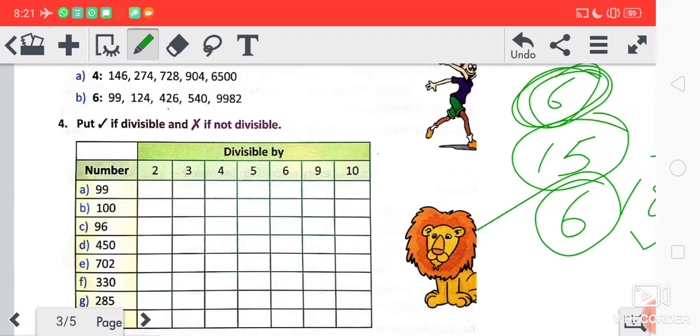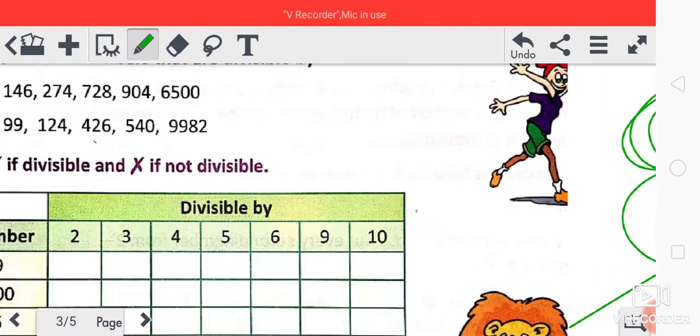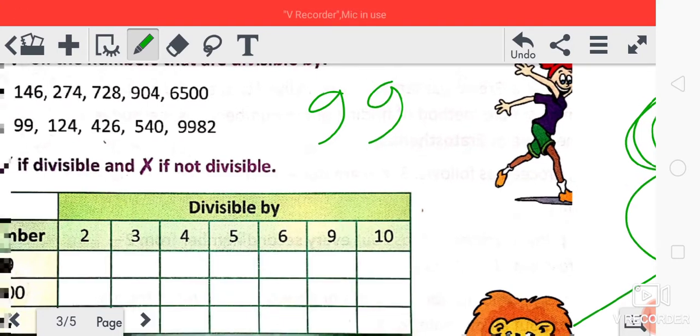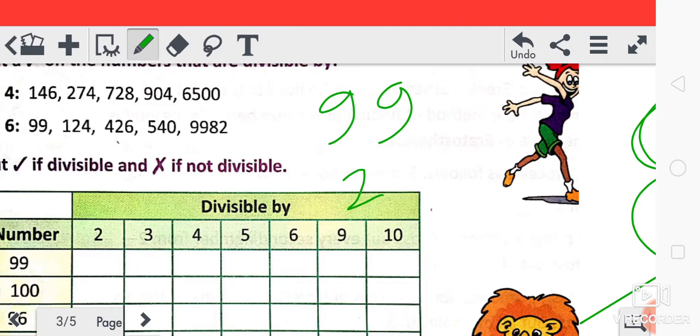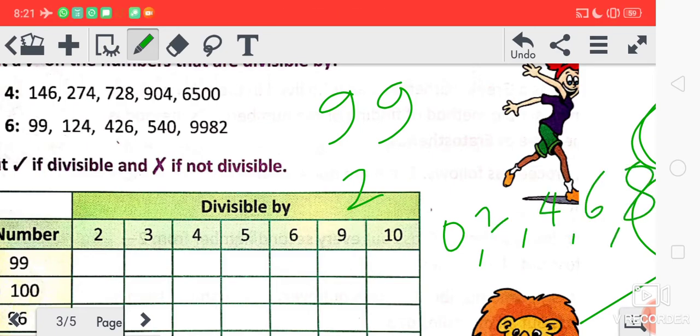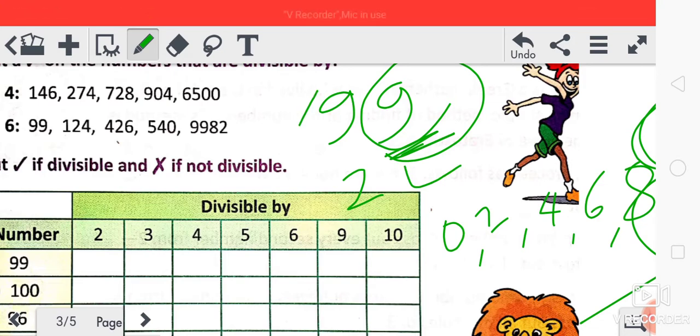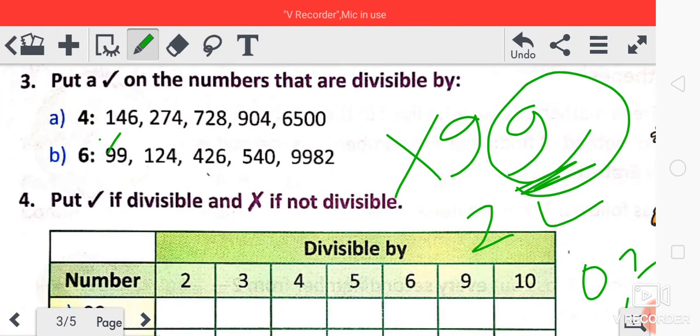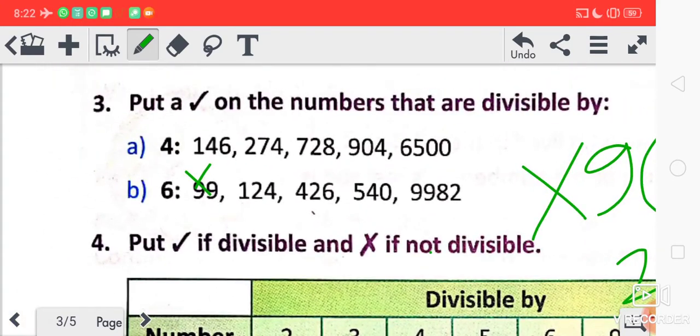So we'll check one by one. First number 99. Is 99 divisible by 2? What is the rule for 2? The last digit should be either 0, 2, 4, 6 or 8. What is the last digit here? 9. So it is not divisible by 2. So 99 is not divisible by 2. That means it is not divisible by 6 also. Okay. So this 99 is not divisible by 6 also.